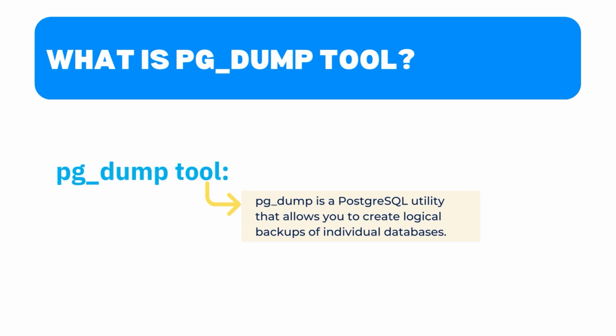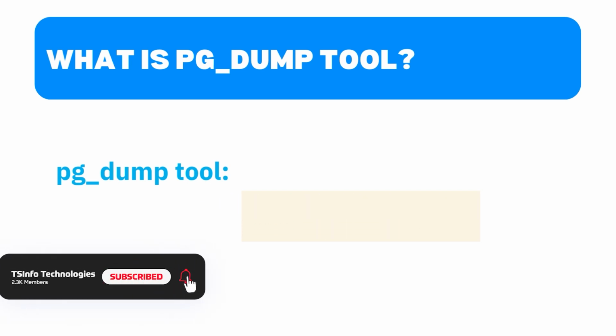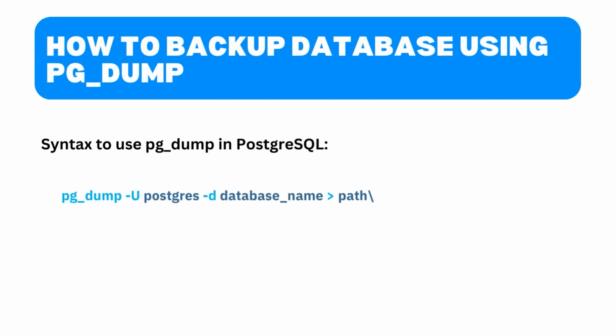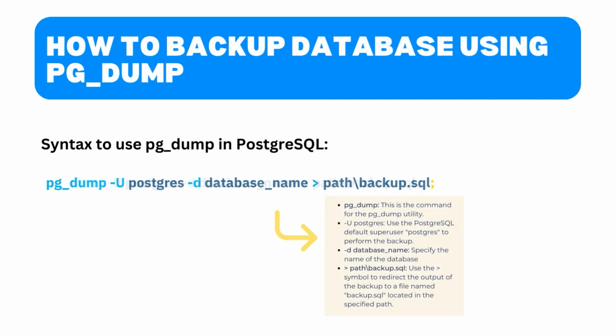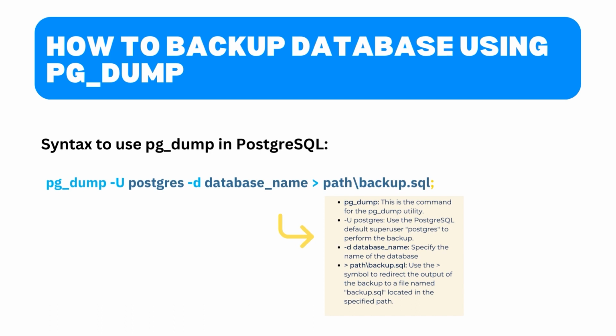Now let's see how to create a backup of a specific database using pg_dump. Here is the basic syntax. pg_dump. This is the command for the pg_dump utility. -U postgres. Use the PostgreSQL default superuser postgres to perform the backup. It can be any superuser of PostgreSQL. The superuser has the necessary privilege to access all databases.